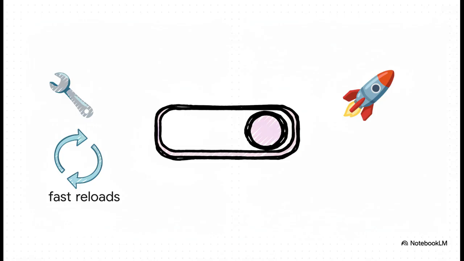And here's what's really cool. When you're in development, Nitro is secretly using a special Nitro Dev preset. That's why your server reloads almost instantly when you save a file. But when you build for production, it automatically switches to a lean, mean, performance-focused preset like Node Server. So you get the best of both worlds without even having to think about it.